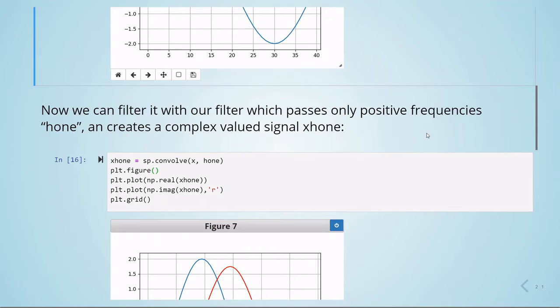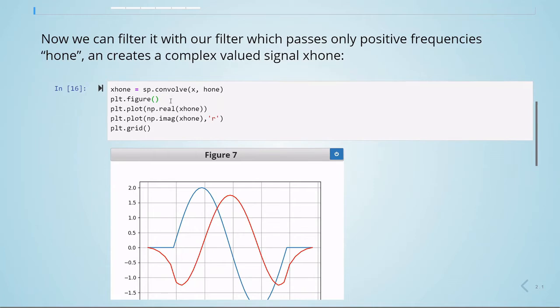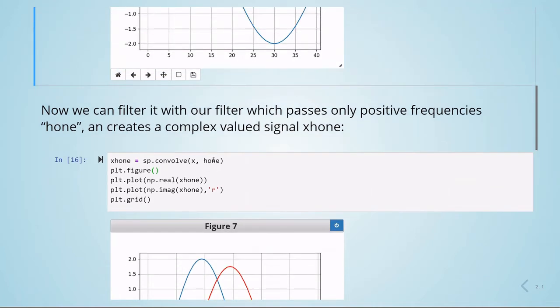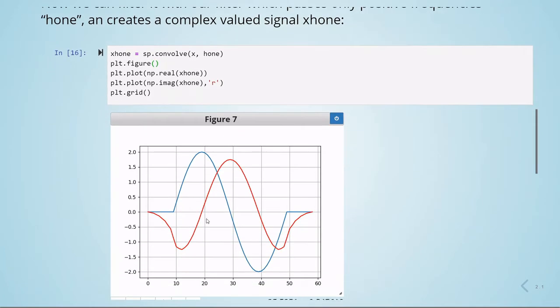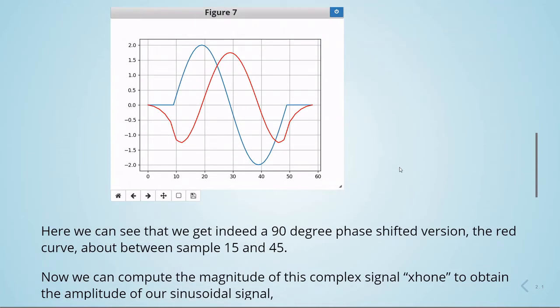Now we can filter it with our filter, which passes only positive frequencies, H1, and creates a complex valued signal XH1. So we're convolving our signal with H1, and then we're plotting the real part and the imaginary part. And here we can see that we get indeed a 90-degree phase shifted version, the red curve, about between sample 15 and 45.